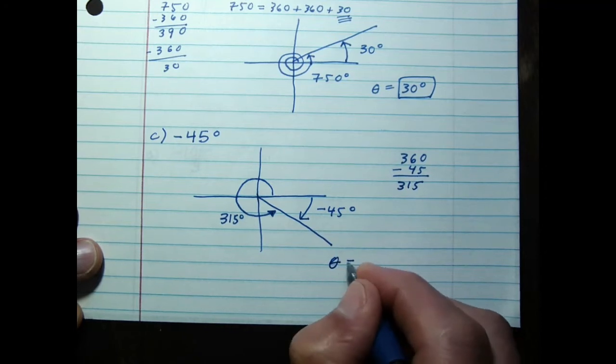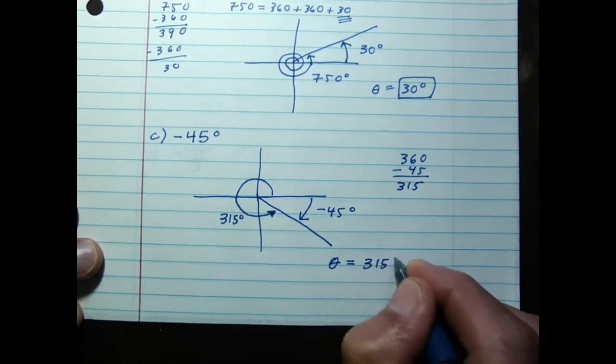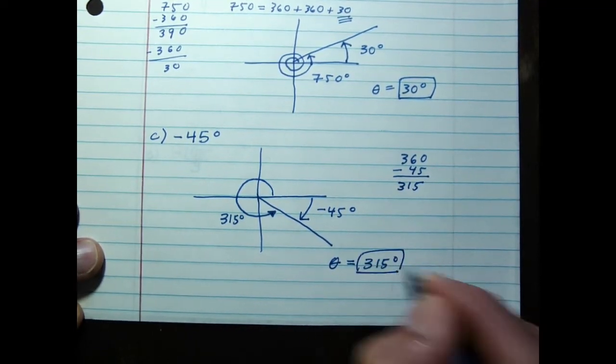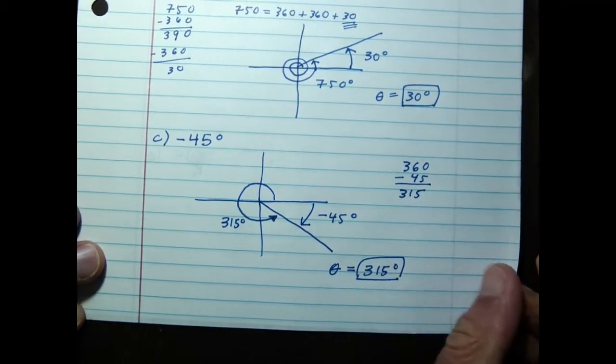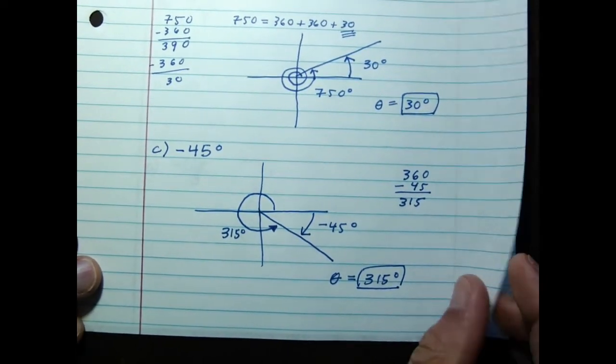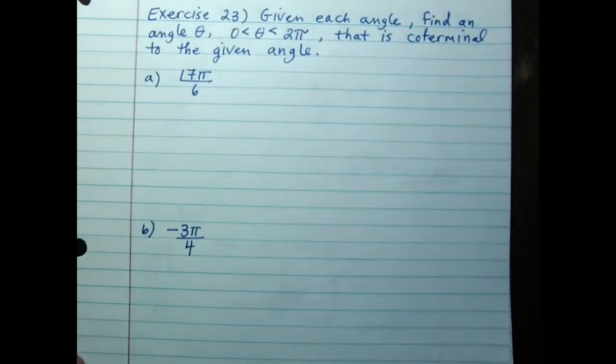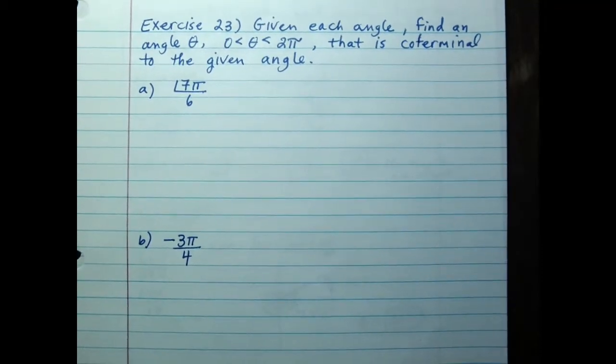And so the angle theta we're looking for is 315. And we got it. Okay. Now I think we can, in the same segment, finish this up with one more exercise. It's a very similar kind of exercise, exercise 23. We're just going to work with radians here.